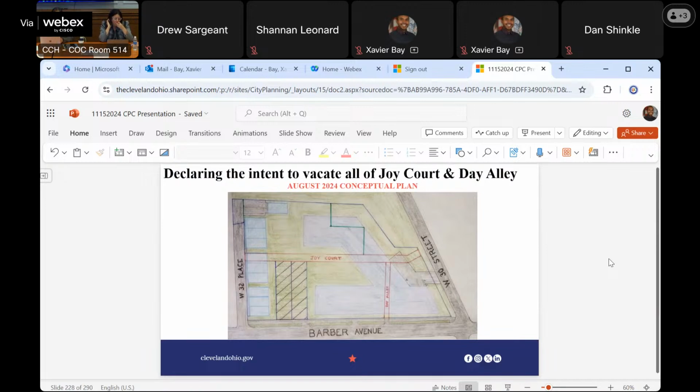Yes, I'd like to make a motion to approve the encroachment into a public right of way of Scranton Road. Vacation, Joy portion, page 20. Well, we've got to get to the right version. The approval for the encroachment, Joy Court and Day Alley. I think we need vacation. I'm sorry, vacate all of Joy Court and Day Alley. What's on the board? Motion. Second. You're the second. Second.